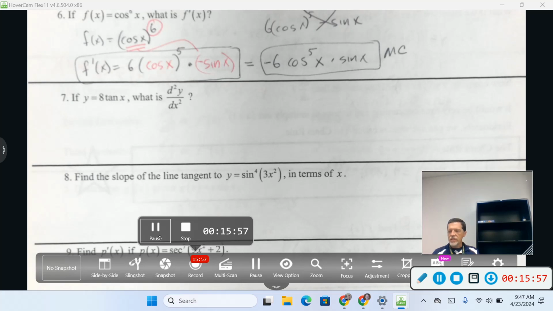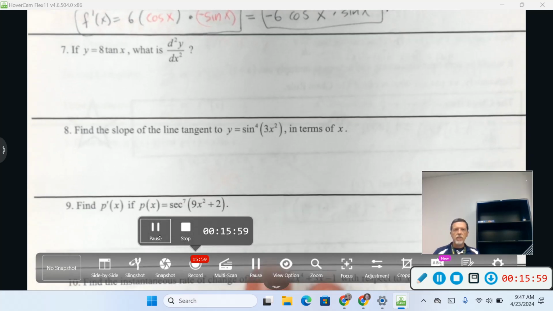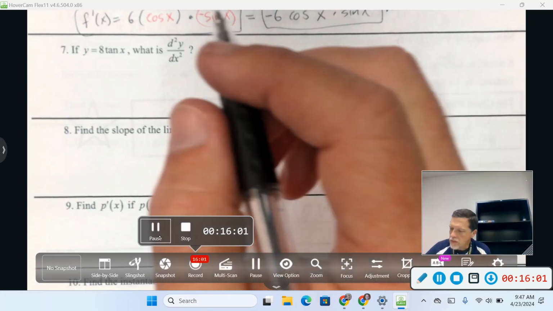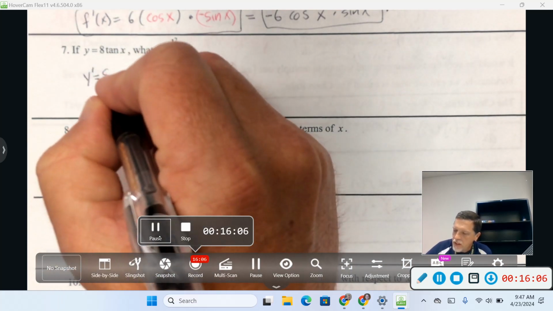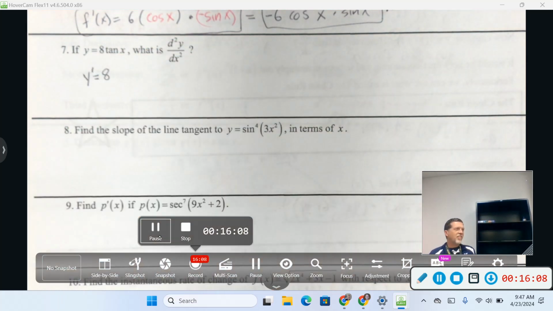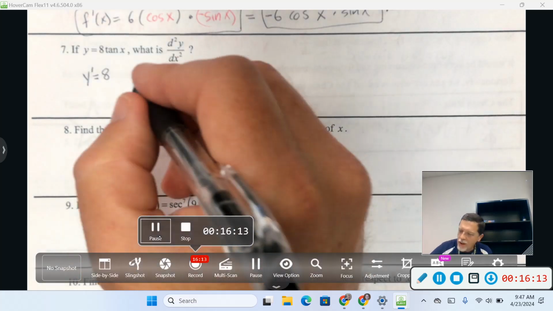Number 7, a second derivative. Well, the only way to get a second derivative is to get a first derivative. What's the derivative of tangent? You got it memorized yet? Secant squared.